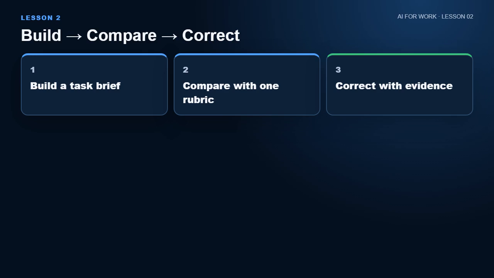By the end of this lesson, you can turn a vague request into an AI task brief, compare two outputs with the same quality rubric, and correct one unsupported claim with evidence. You will leave with a reusable task brief template for your Capstone workflow.